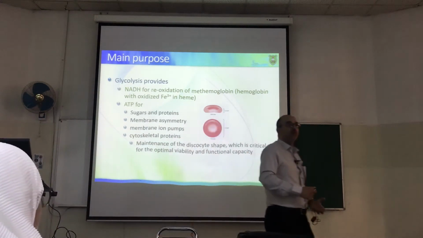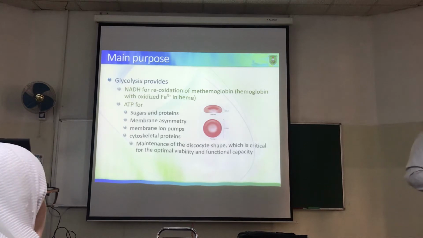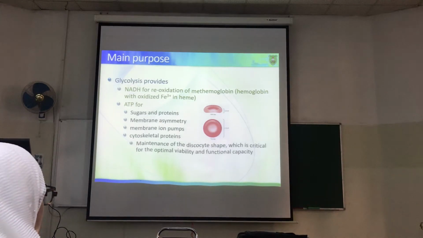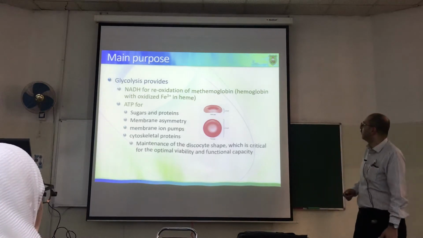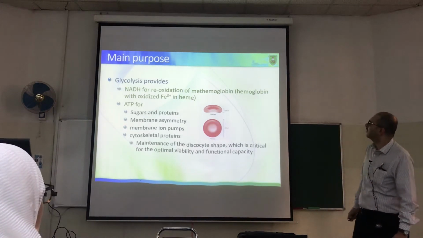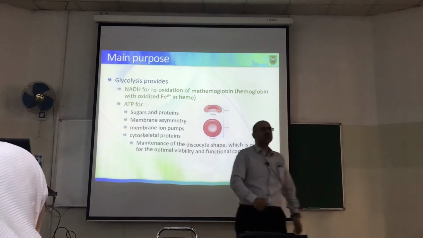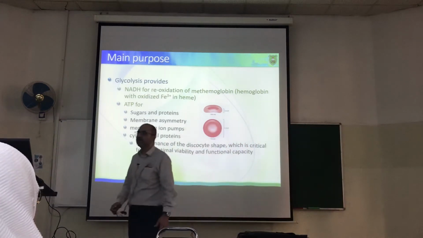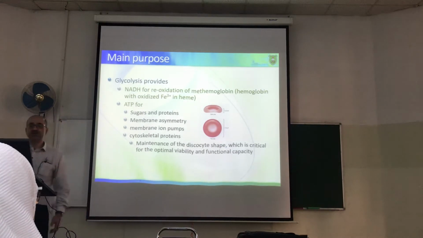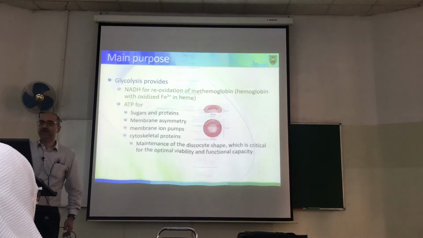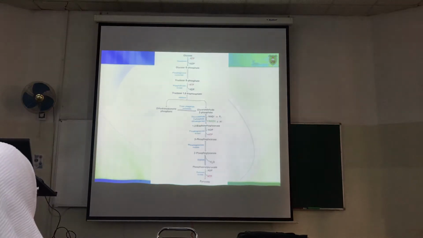Now, NADH is needed for reduction. Did I say oxidation? I'm sorry, the reduction of methemoglobin. Okay, ATP is needed for, again, cytoskeletal proteins for maintaining their structure. And this is, again, the glycolytic pathway.